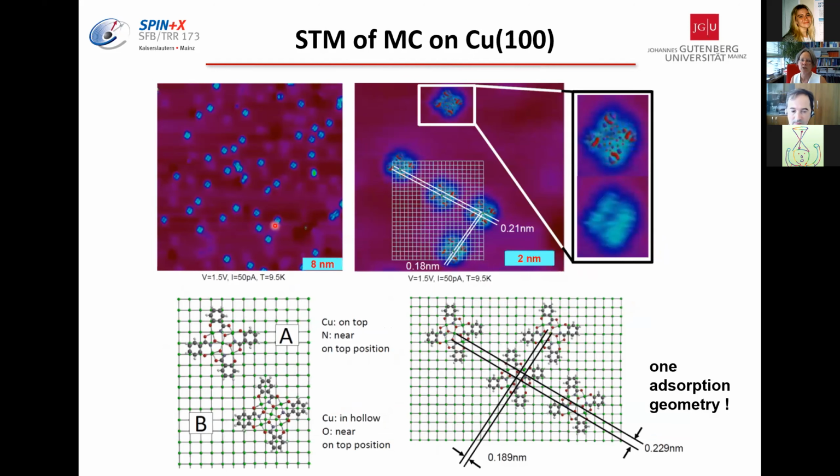We could also do some STM on the copper 100 surface, and you see it seems to be a bit more random because it's simply a very, very low concentration that we put here on the surface. But if you check carefully, you see it's an alignment, and it's a regular alignment. We have only one adsorption geometry on the surface. So this is the good take-home message from this slide.